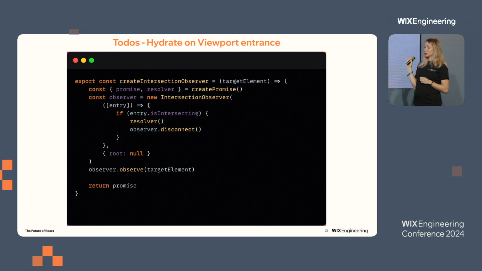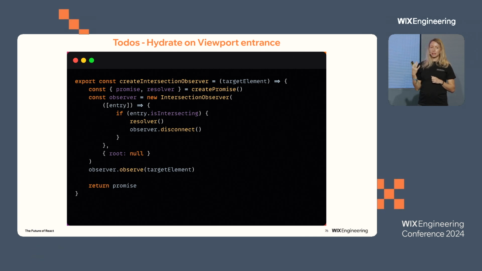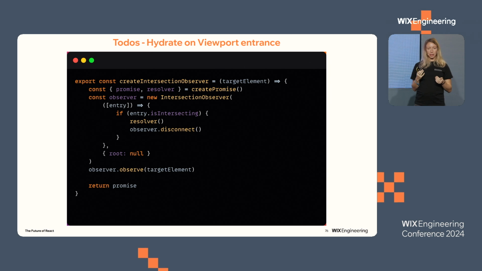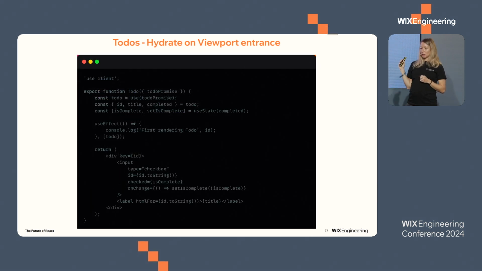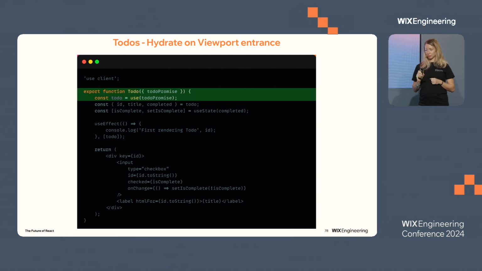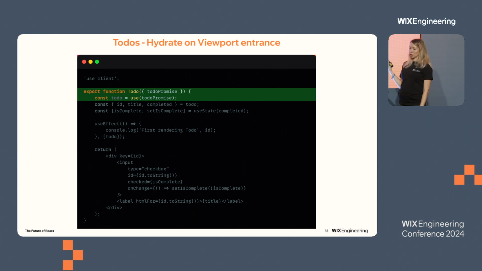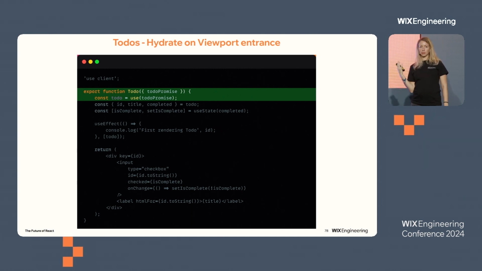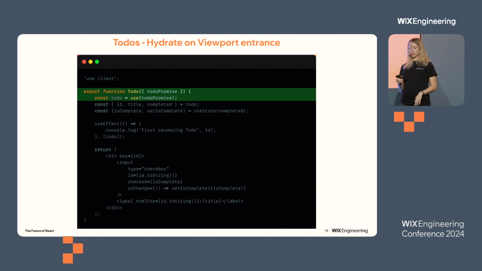We won't go into the implementation of create intersection observer, but basically it uses a JavaScript API that observes when a specific HTML element is intersecting with the viewport. This is our single to-do component. As we saw, it receives a to-do promise as a prop. The to-do promise is transferred to the use hook. That way, it will be suspended until the to-do is in our viewport.